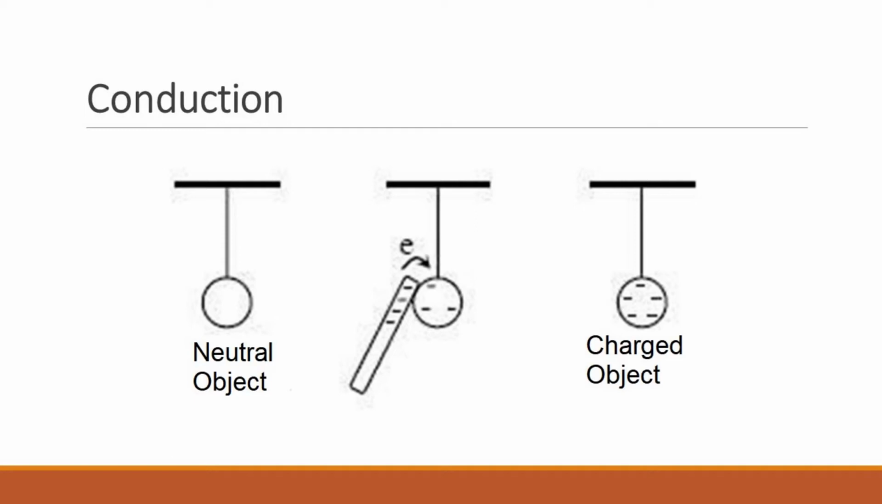Through the process of electrification by conduction, the neutral object will get the same type of charge as the object we use to charge it. In the example we showed, we're using a rod with negative charge, which means that the object that once was neutral will get negative charge. If we had used a rod with positive charge, then the object would have gotten positive charge at the end of the process.